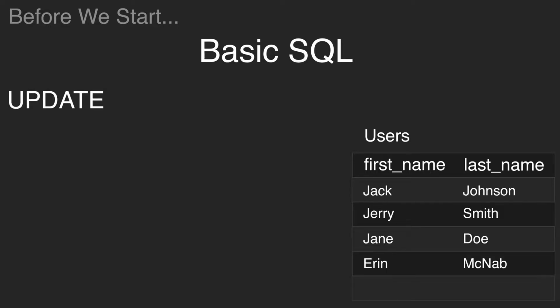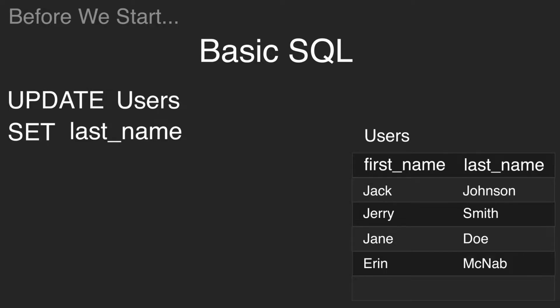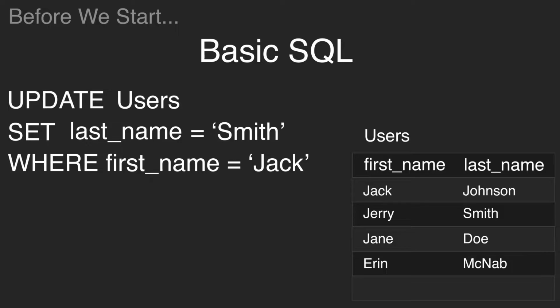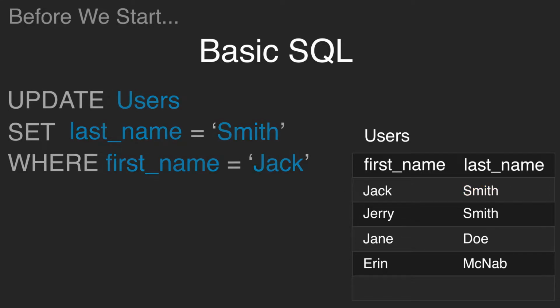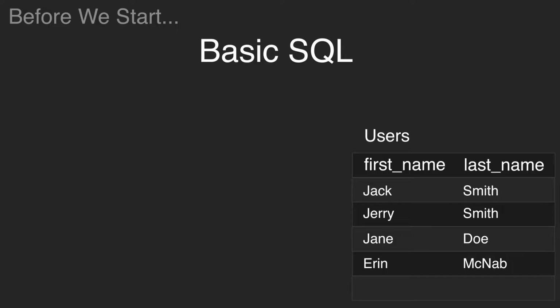Now, let's move into update statements. You can use an update statement with a table name and then a set clause to set the value in the column you specify to the value you specify. This can be combined with a where clause to set that value only in the specified rows. For example, I can update the users table to set the last name equal to Smith for all users whose first name is Jack. The third statement we're going to explore is the delete statement.